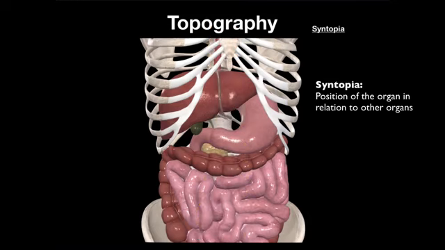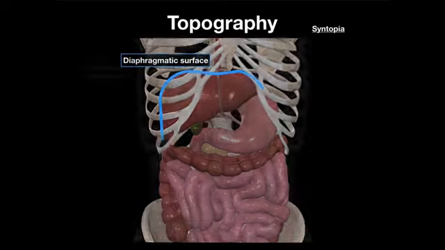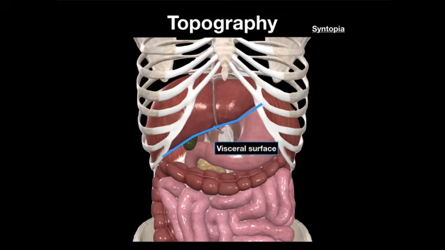And I'll go over to the syntopia of the liver, meaning its position in relation to other organs. We'll look at the superior border first. This surface, we call it the diaphragmatic surface, because you will find the diaphragm resting on it, as you see here. And then the inferior border, we call this one the visceral surface, meaning the surface towards the different organs.